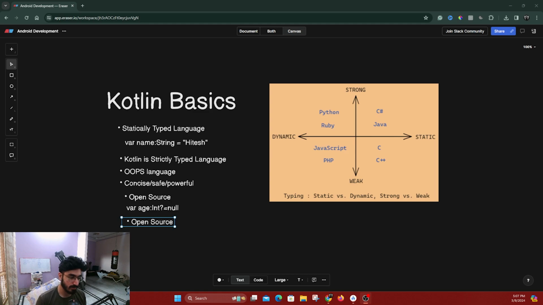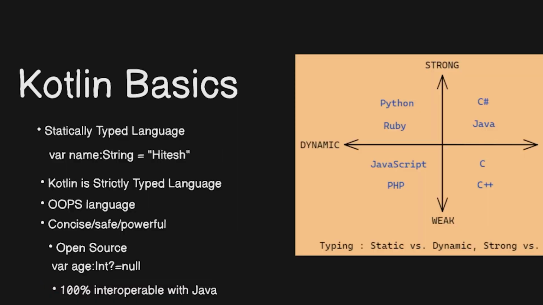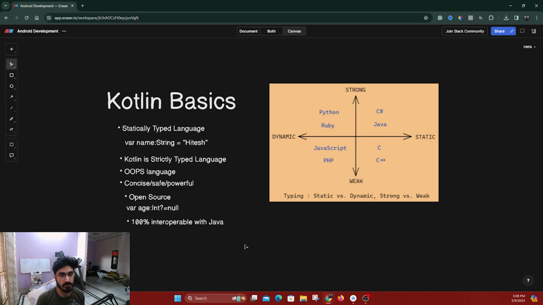Another thing that Kotlin is known for is that it is 100% interoperable. It means that if I write a Java function, it will work with Kotlin. So these two languages can communicate with each other efficiently, and I think there are many Java-based Android applications that are trying to converge with Kotlin. That's easy to do, and it works fine.